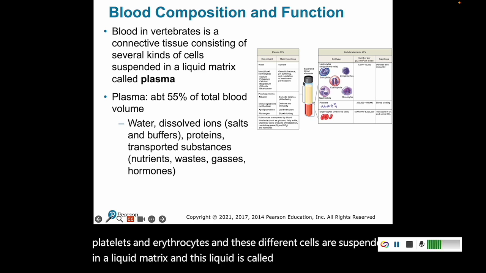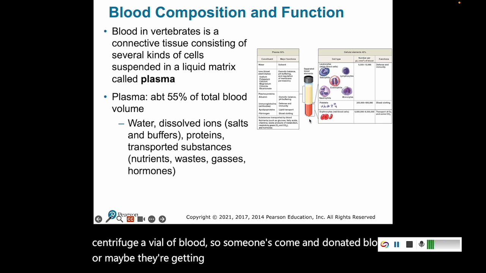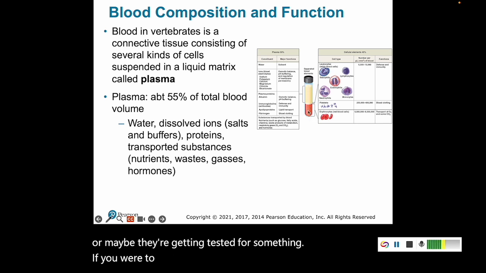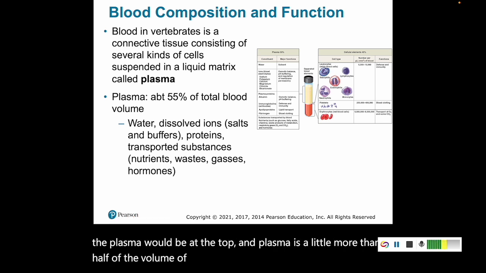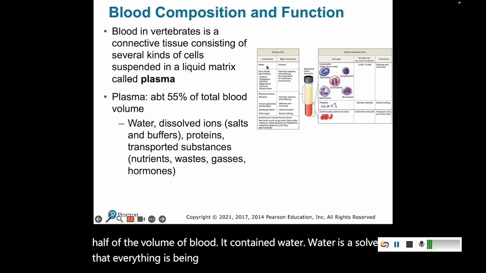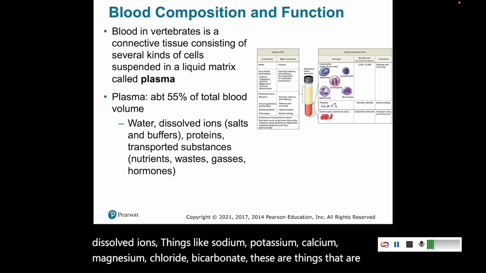If you were to centrifuge a vial of blood, so someone's come and donated blood, or maybe they're getting tested for something, the cells would fall to the bottom, and the plasma would be at the top. And plasma is a little more than half of the volume of blood. It contains water. Water is a solvent that everything is being dissolved in. It also contains different dissolved ions, things like sodium, potassium, calcium, magnesium, chloride, bicarbonate. These are things that are being transported through the blood.